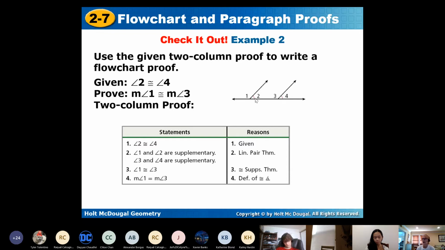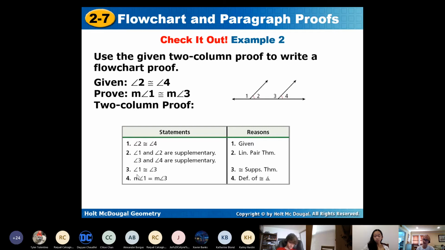I have angle 2 congruent to angle 4. I want to prove that the measure of angle 1 equals the measure of angle 3. That should say equals, actually. So here's the proof. These 2 are congruent, given. 1 and 2 are supplementary. 3 and 4 are supplementary. That's the linear pair theorem that we now have.